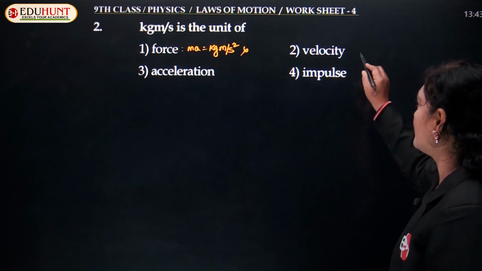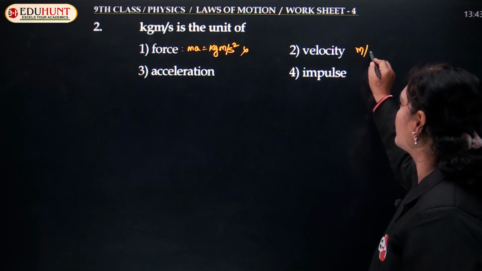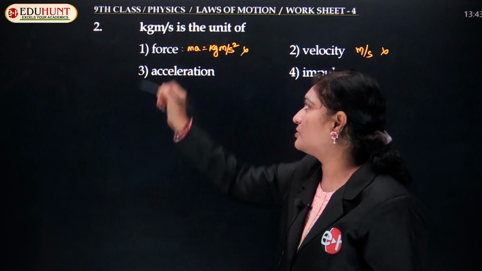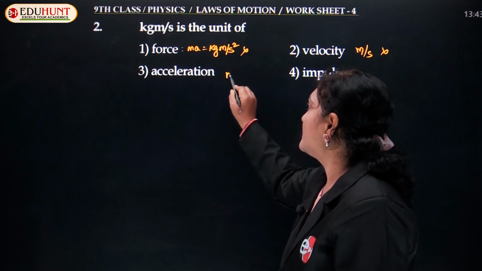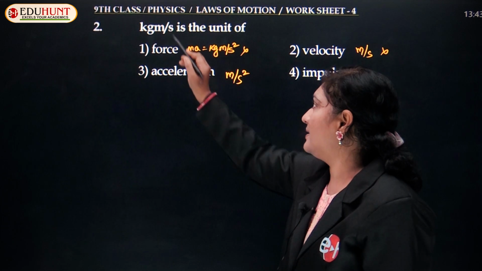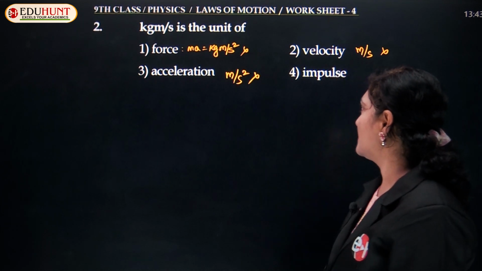The unit of velocity is meter per second, so even this does not go with kg meter per second square. Acceleration is measured in meter per second square, but here it was given as kg meter per second.